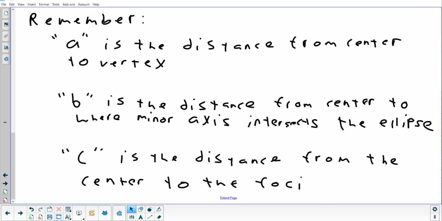A and C are probably more important when we're describing an ellipse because they tell us how to find the vertices and the foci. B, not as important unless you're making a sketch. If you want to make a sketch, then yeah, B is pretty important because it tells you how wide to make the ellipse, and A tells you how long to make the ellipse.